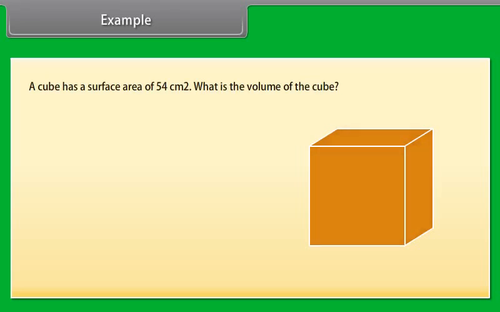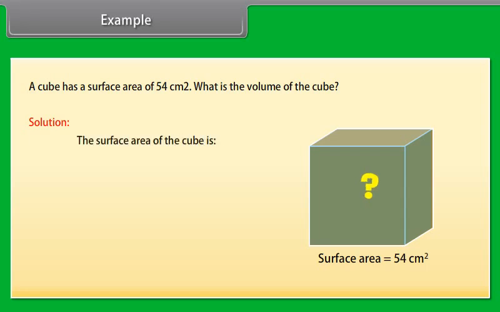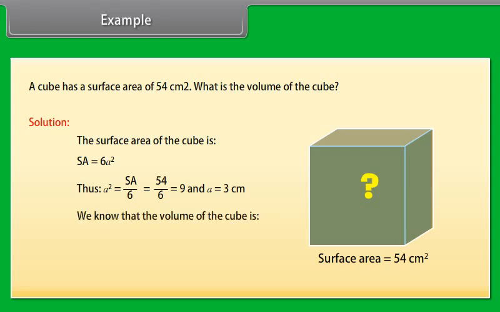Let's now solve an example to find the volume of a cube. A cube has a surface area of 54 square centimeters. What is the volume of the cube? Solution. The surface area of the cube is SA equals 6A square. Thus, A square is equal to SA upon 6, which is equal to 54 upon 6, which equals 9, and A is equal to 3 cm. We know that the volume of the cube is V equals A cube. Therefore, V equals 3 cube, or V equals 27 cm³.